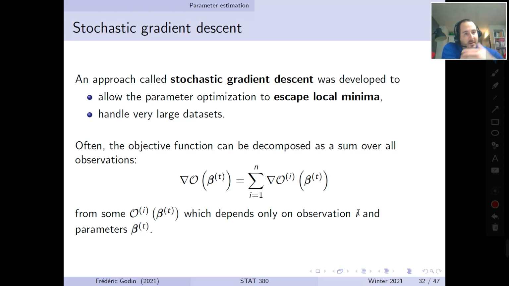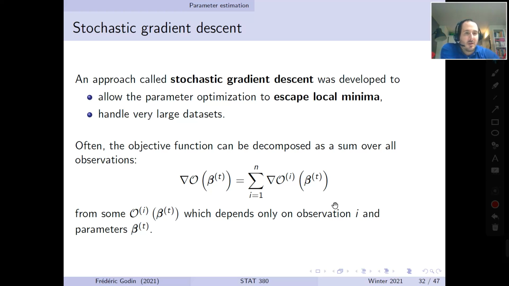So in that strain of ideas, the gradient of the objective function with respect to the parameters can often, well, if the objective function is the least squares, for example, or maximum likelihood, this gradient can be decomposed as the sum across all observations of these components here, where the component with an i only depends on observation i.